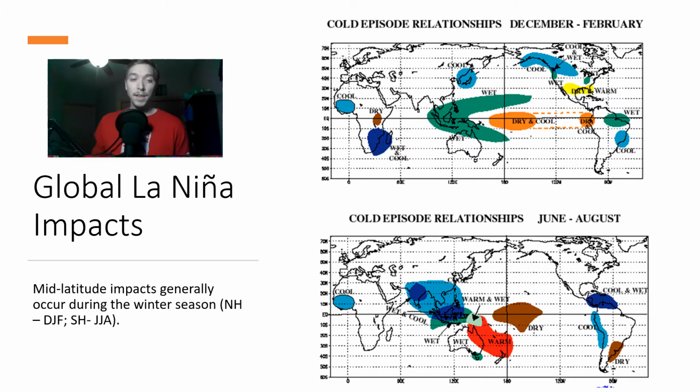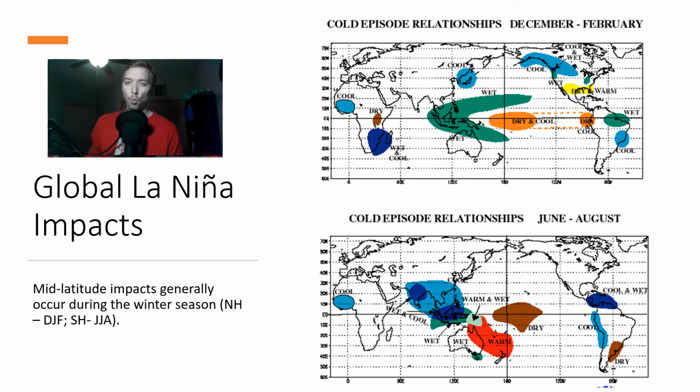Global impacts for La Niñas include mid-latitude impacts that generally occur during the winter season. So in the Northern Hemisphere, through December, January, February. In the Southern Hemisphere, June, July, and August. During cold episode relationships, so December through February, we see cooler temperatures along the west coast of Africa, wet and cool along the southeast coast.